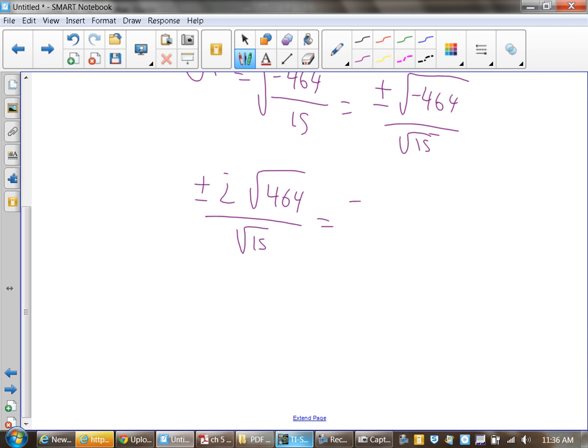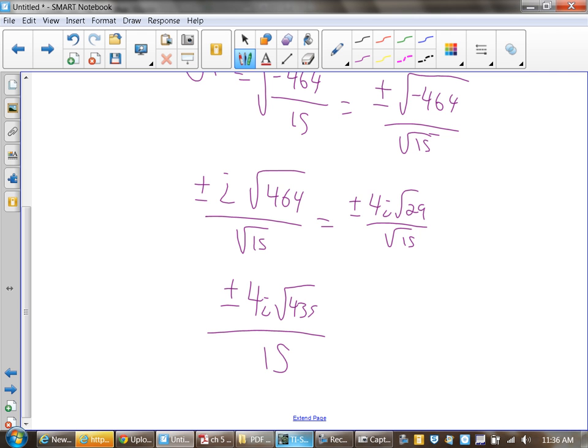So right now you have plus or minus 4i root 29 over the square root of 15. In order now to get rid of that root 15, you have to multiply the top and bottom by root 15. So 29 times 15 is how much? And there's your answer. Plus or minus 4i root 435 over 15. Okay, we all do it.